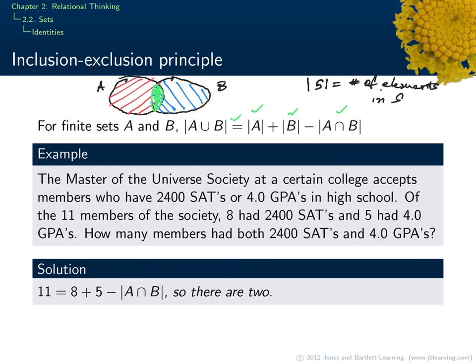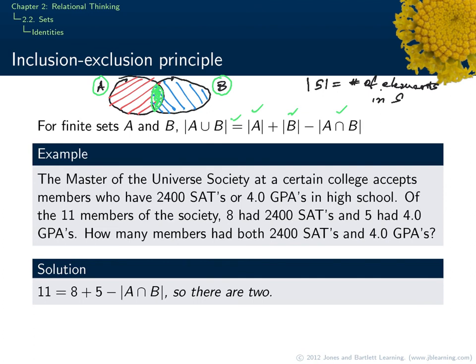So we've got the Master of the Universe Society at a certain college that accepts members who have perfect SAT scores or 4.0 GPAs in high school. Of the 11 members of the society, 8 had these perfect SAT scores, and 5 had 4.0 GPAs. The question is, how many members had both perfect SAT scores and 4.0 GPAs?